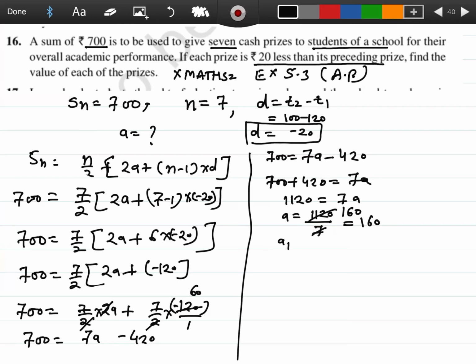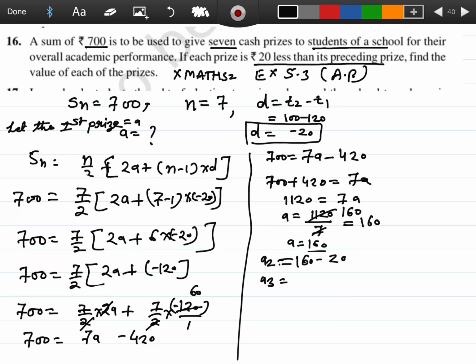So what is the value of a? a is equal to 1120 upon 7. 7 ones are 7, 7 sixes are 42, 7 zeros are 0. So a is equal to 160. That means let the first prize be a, a we wanted to find.